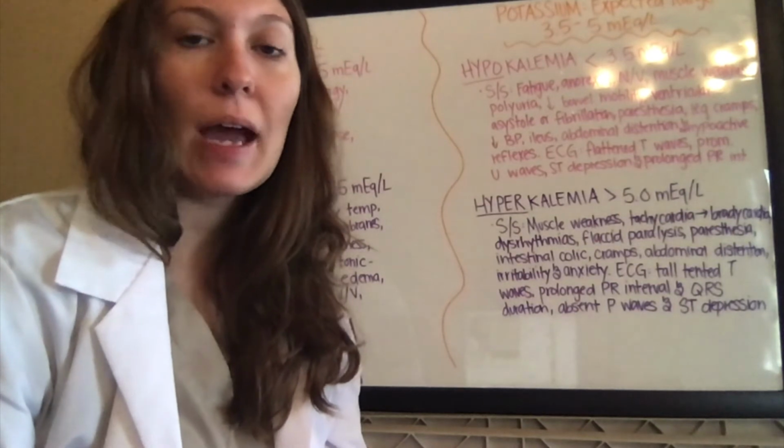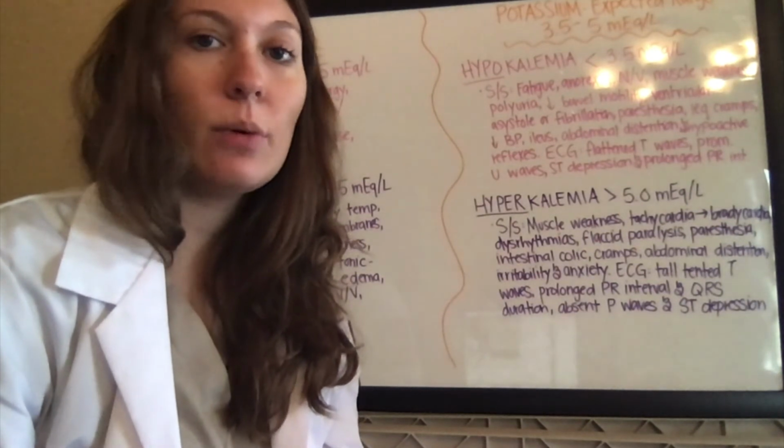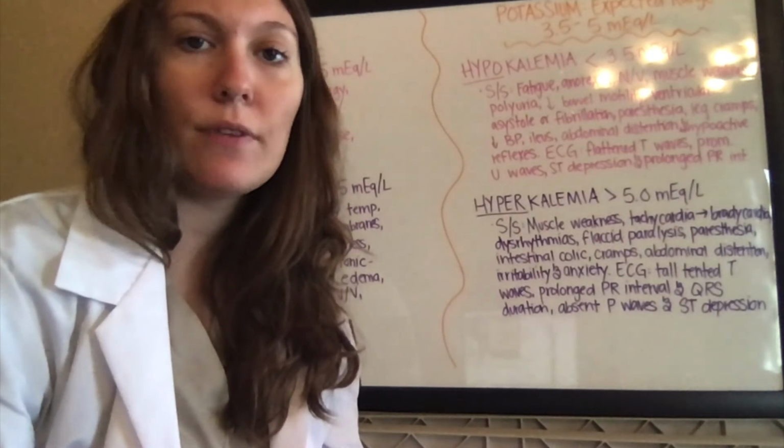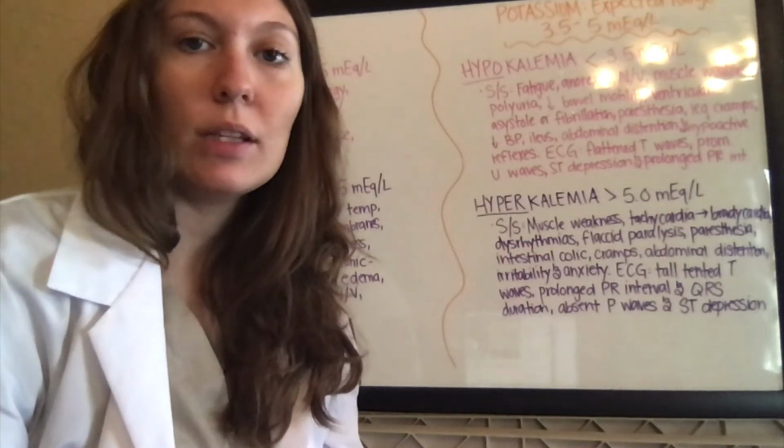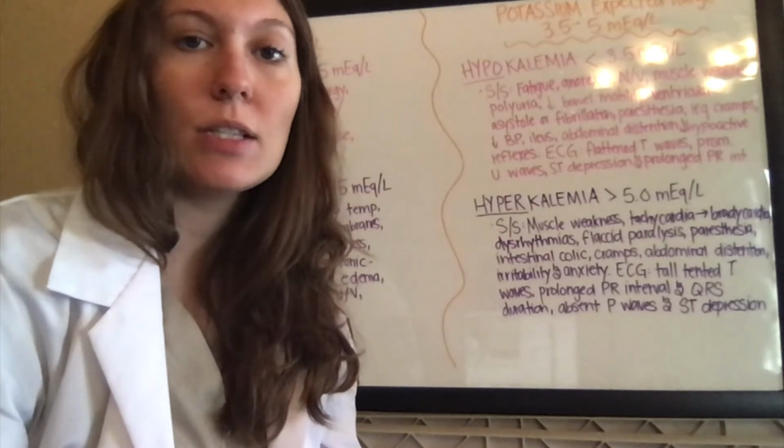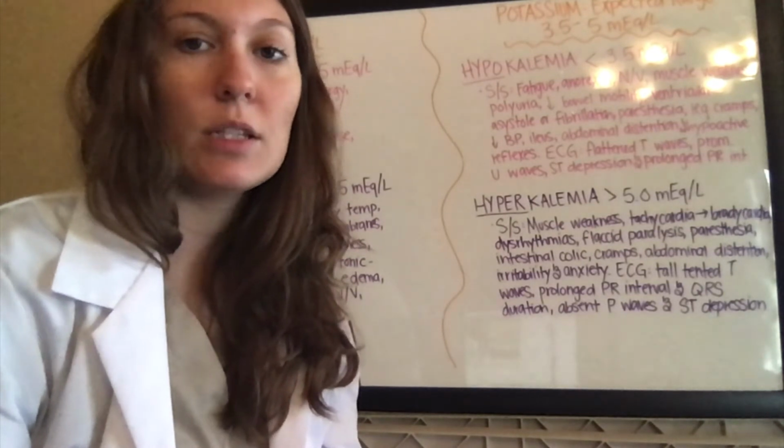Potassium is a major cation within the cells. The expected reference range is 3.5 to 5 milliequivalents per liter. Hypokalemia occurs when the serum potassium concentration is less than 3.5 milliequivalents per liter.